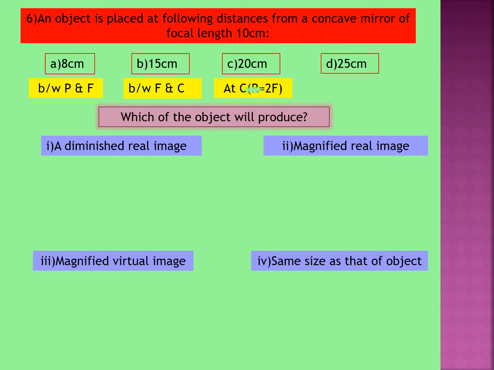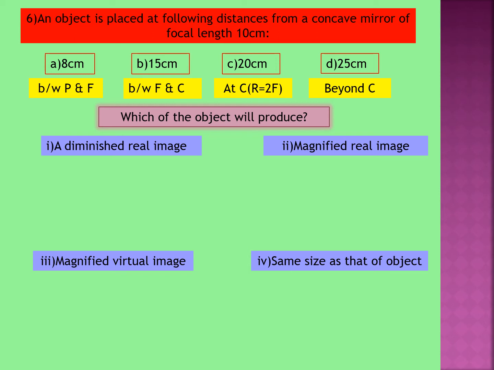Now 20, what is it? 20 means at C, because C is the center of curvature, that means the radius of curvature. So radius of curvature is twice f. F was 10, so twice f means 20. So here the object is at C. Then the fourth case is the object is beyond C, because C is 20. Now this is one way to do the question. Let us first complete this, then we will do the other way also.